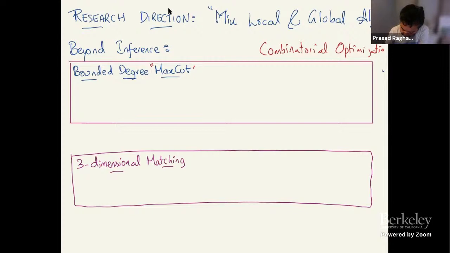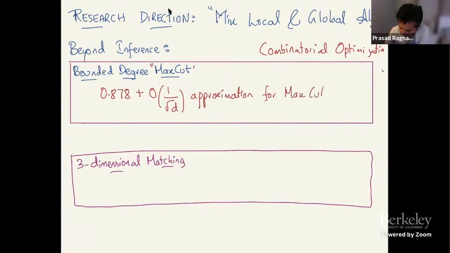So can you get a 0.878 plus order 1 over square root d approximation for max cut on degree d graphs? Meaning you want to beat 0.878, and in fact, you ideally would want to know how much exactly we can beat. For every d, if I ask you what is the best approximation for max cut on degree 5 graphs, hopefully we'll have an answer to that someday. But even the order of magnitude, whether it's order 1 over root d, is not known.